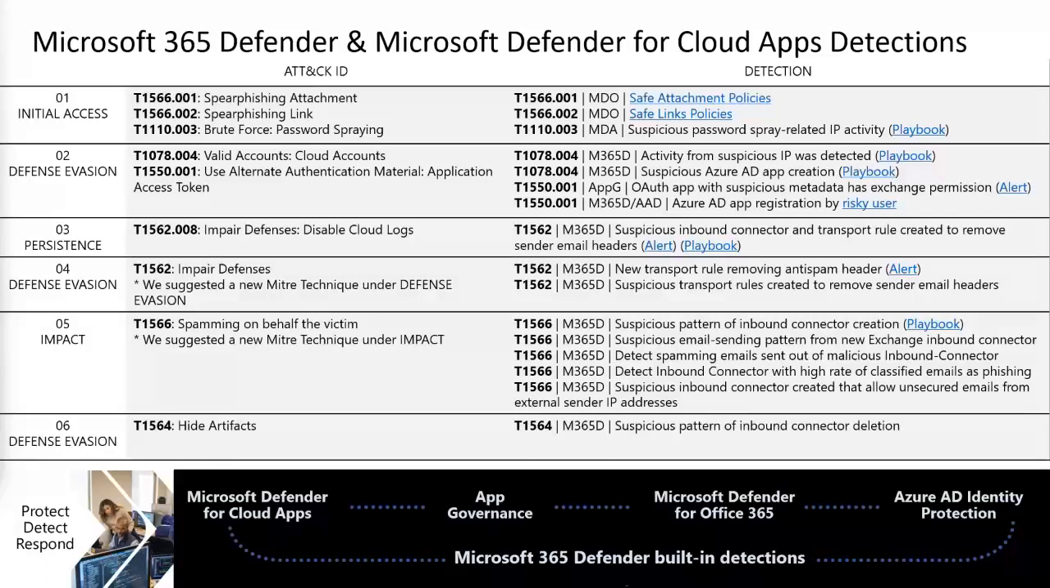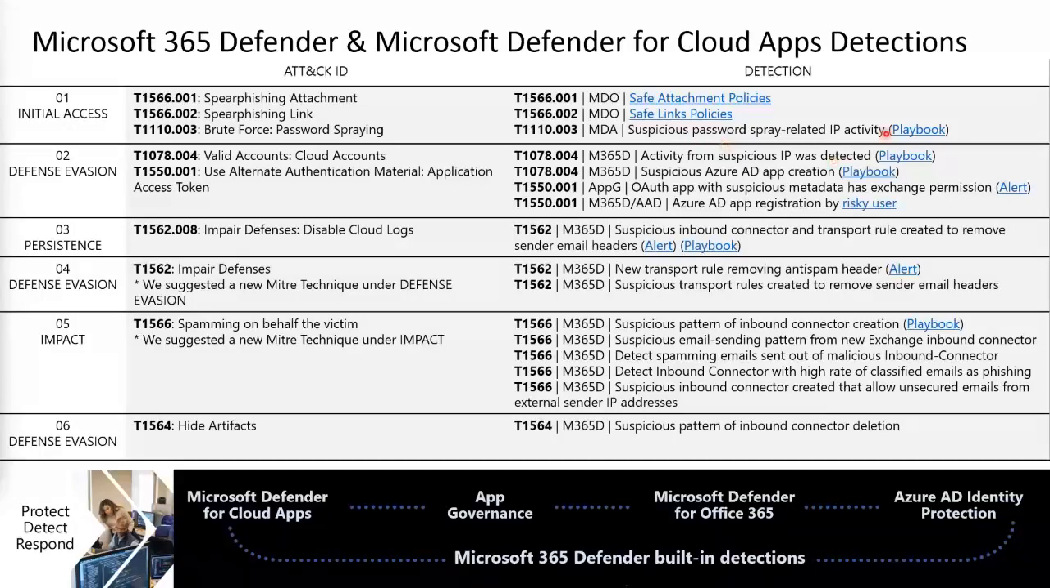So just to explain a little bit about this slide, we're basically taking the attack and mapping it, on the left side, to the MITRE ATT&CK framework. And on the right side, you see where we have products like Defender for Office with built-in capabilities like Safe Attachments, Safe Links, great anti-phishing and anti-spam capabilities that can detect and protect before the admin account is compromised or a user, for that sake, is compromised. As well as Defender for Cloud Apps in here talking about the suspicious password spray related IP activity.